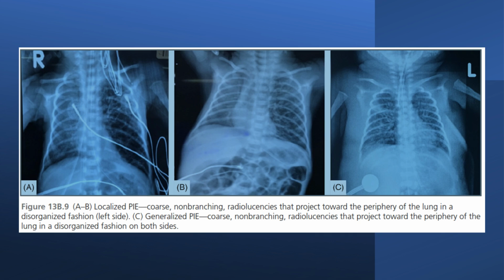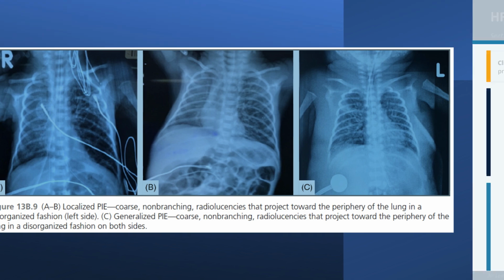These chest X-rays illustrate localized and generalized pulmonary interstitial emphysema, or PIE. PIE is characterized by coarse, non-branching radiolucencies projecting toward the lung's periphery, which can be unilateral or bilateral.